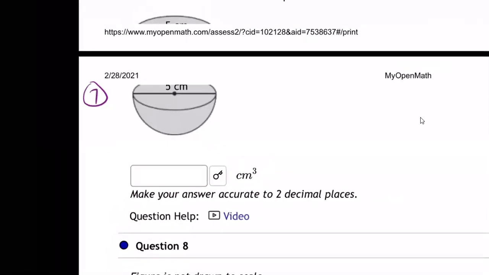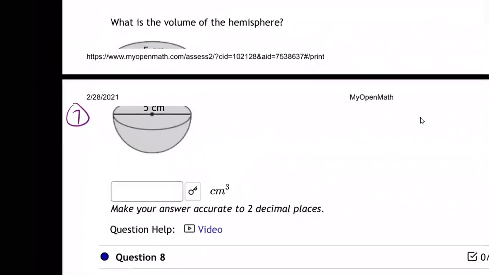Okay, so here on this one, it's a hemisphere. Let me try to finish my drawing a little better. Mine got cut off. Here we go, sort of. Okay, so it's a hemisphere, which means it's a half of a sphere.